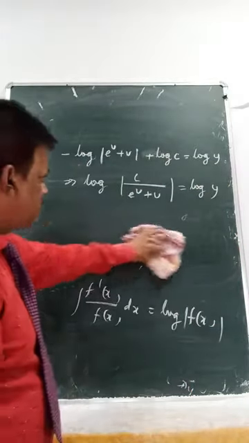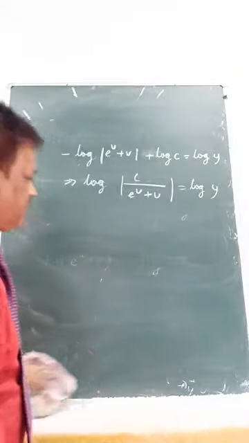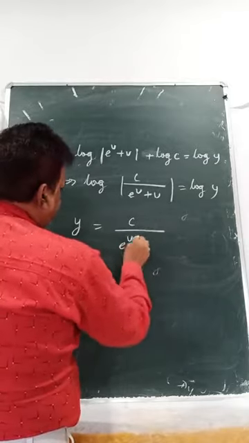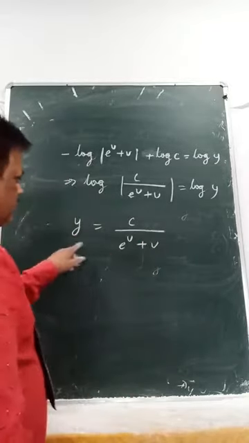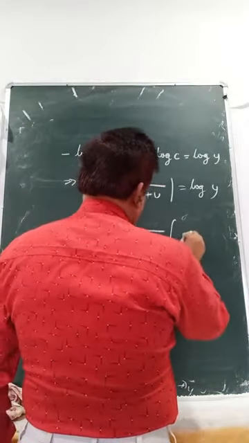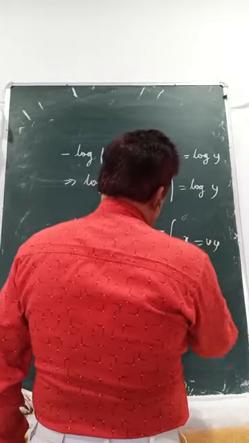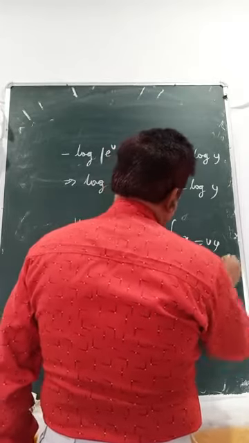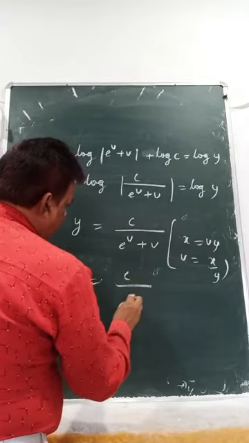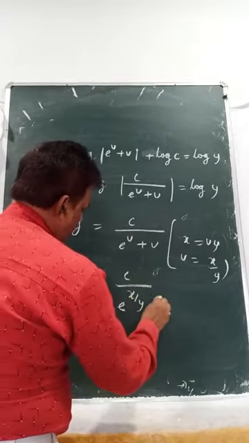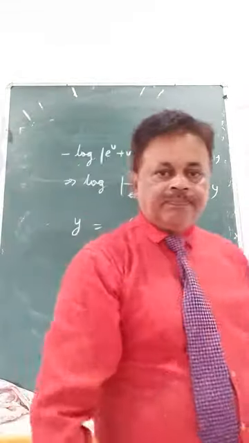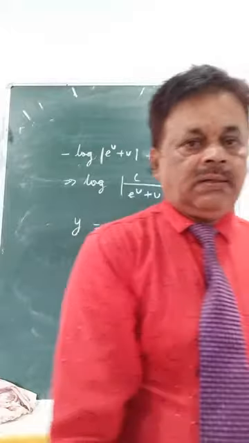Log is done, so y equals how much? y equals c by e to the power v plus v. Now we came to the conclusion. Now x is equal to vy, v is equal to x by y. So y equals c by e to the power x by y plus x by y. Very well, this is your solution. Okay.